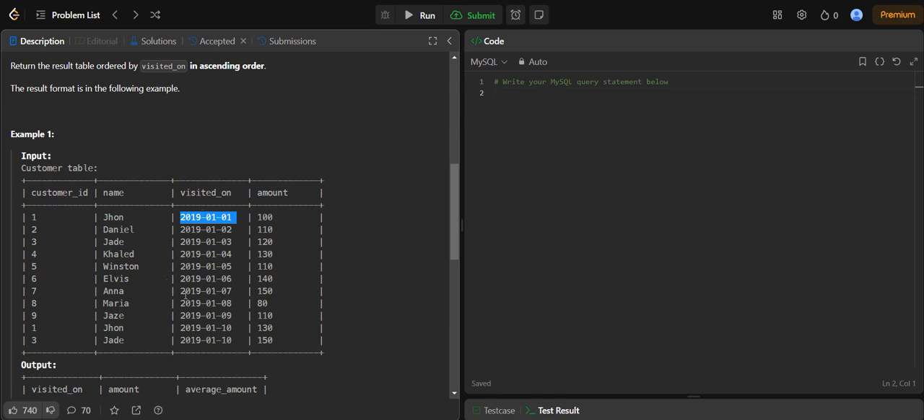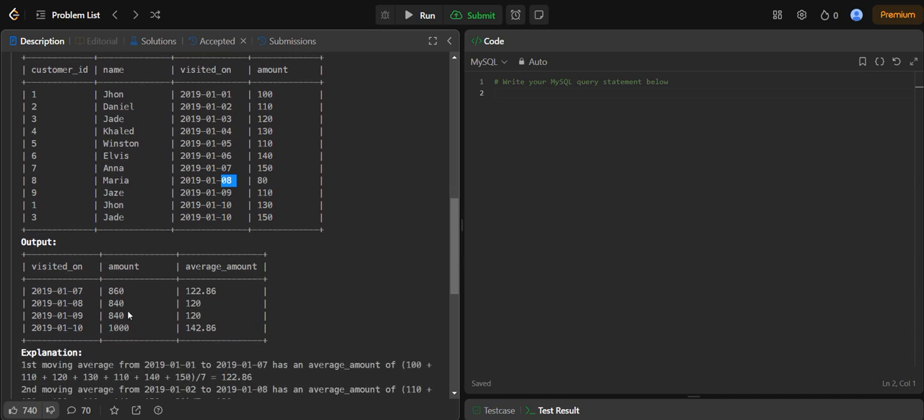So first we have to calculate the moving average. That means from day 1 till day 7: 1, 2, 3, 4, 5, 6, 7. I have to calculate the sum of all this, then divide by 7, and I will get the average. Then 2 to 8, I have to do the average. Then 3 to 9, I will have to do the average. So what will the output table look like?